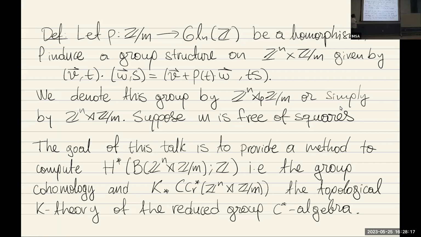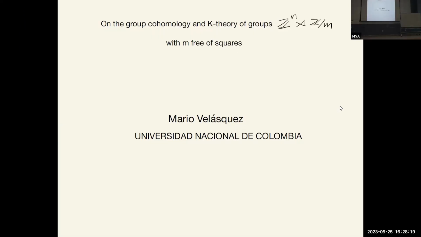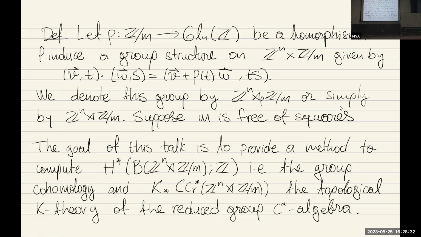Okay, the idea is to talk about how to compute the group cohomology and the K-theory of the reduced C-star algebra of these kinds of groups with M free of squares. Okay, let me give definitions.